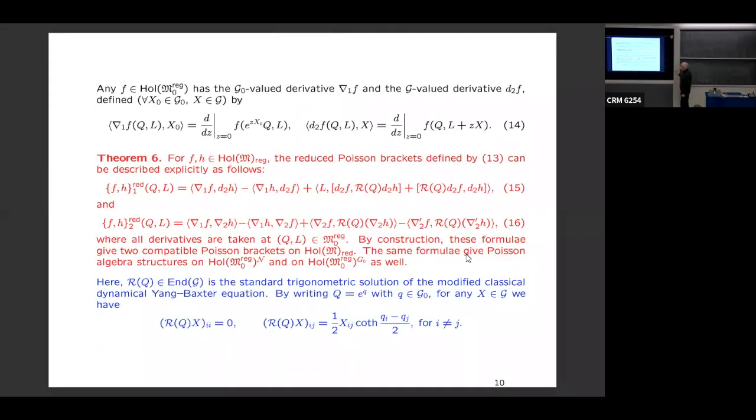And then, if I have a reduced function, I still can talk about its derivative with respect to the first variable, which is a diagonal matrix, and the derivative with respect to the second variable. The derivative with respect to the first variable is a diagonal matrix in GL_N(C). And then one result is that I derive formulas for this reduced Poisson structure. In a way it goes back to the work of Semenov-Tian-Shansky.